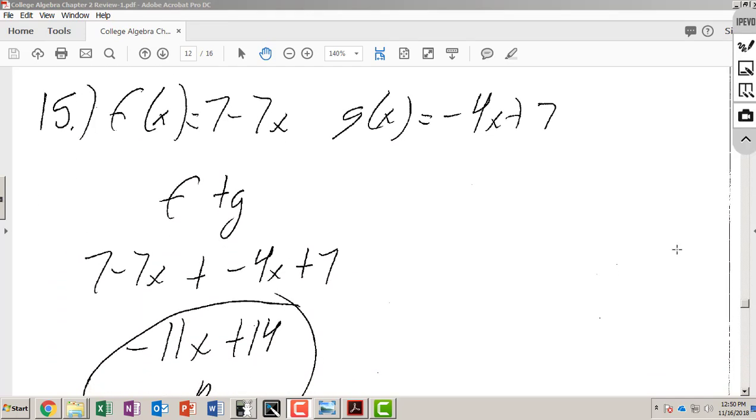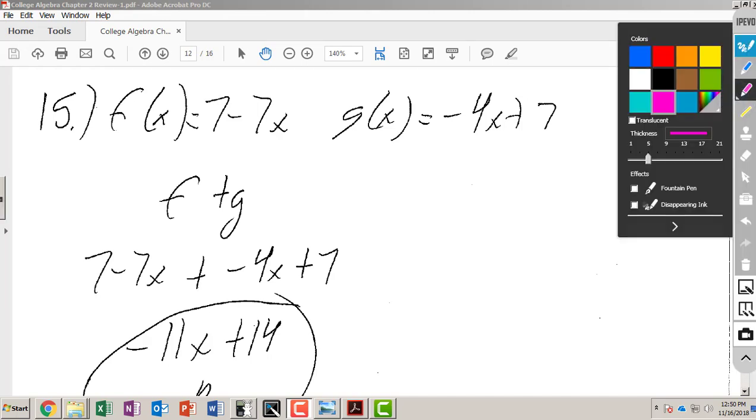Okay, on number 15, I've got my two equations again. I've got f of x equals 7 minus 7x. I've got g of x equals negative 4x plus 7. And this time it wants me to add my two equations together.